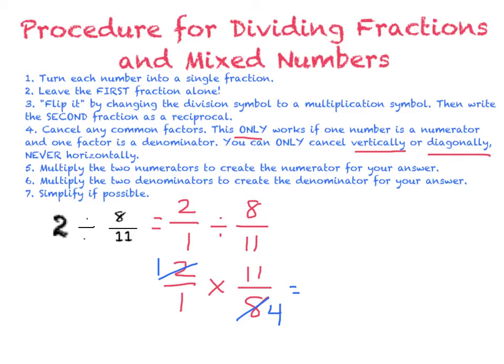So I'm going to move on to step 5, which tells me to multiply the two numerators to create the numerator for your answer. So 1 times 11 is 11. Multiply the two denominators to create the denominator. So 1 times 4 is 4.